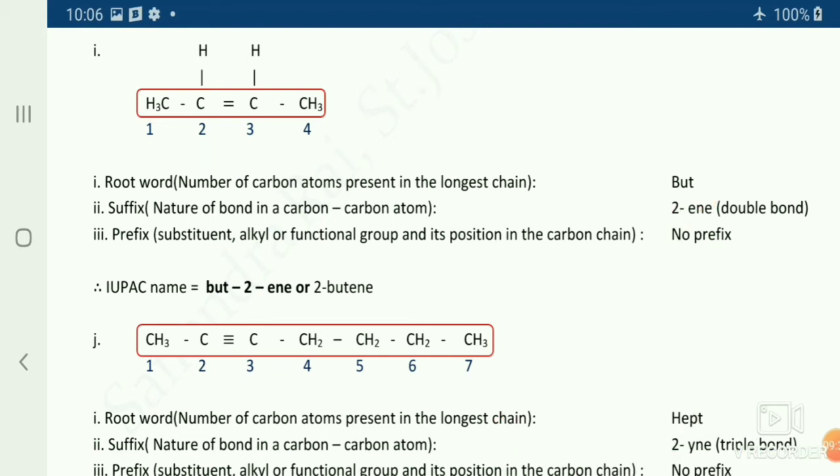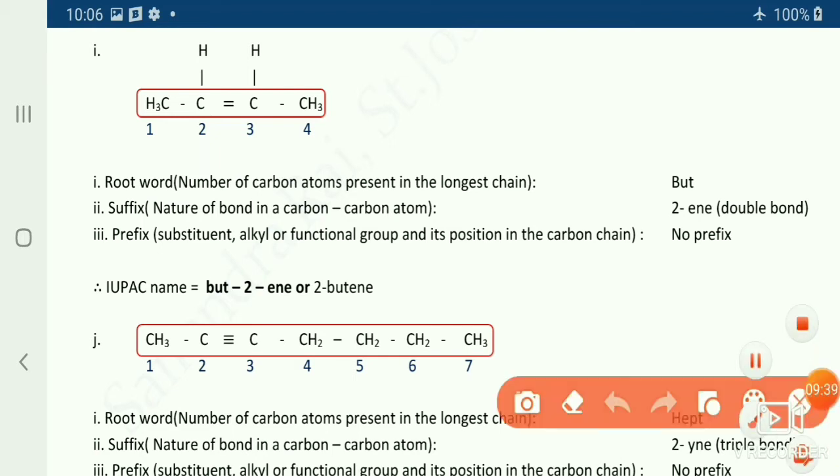Then we go to the next one, that is the suffix. Suffix is the functional group which is present here. What is the functional group here? Double bond, right? And what is the position? Position is 2. Whether you go from left to right or right to left, the number is going to come the same. So 2-ene. Ene is for double bond. And prefix, there is no prefix because there is no branch. So your name is but-2-ene or 2-butene.